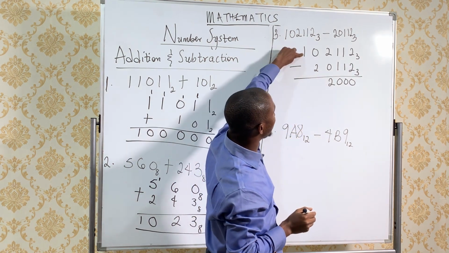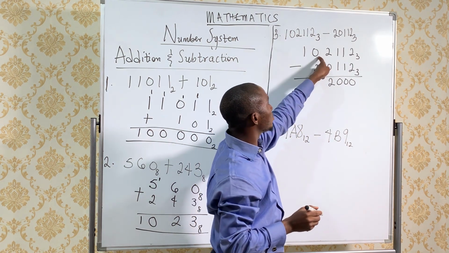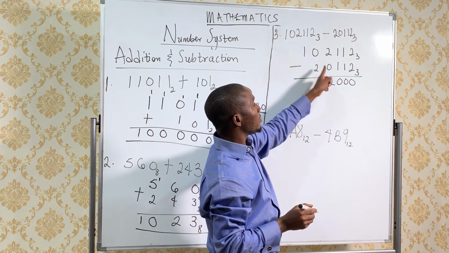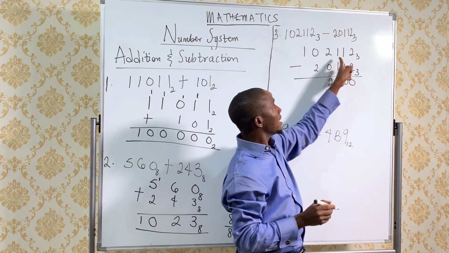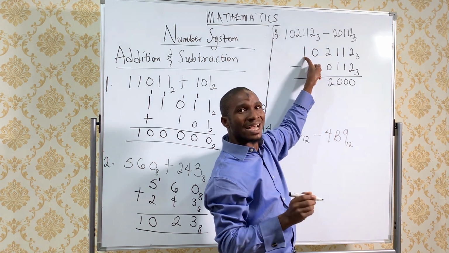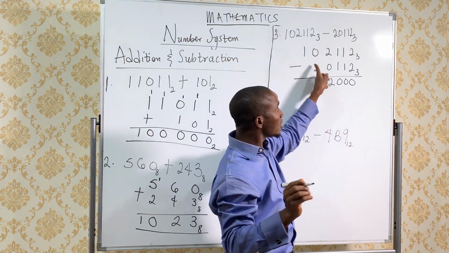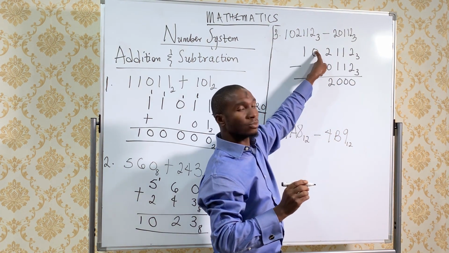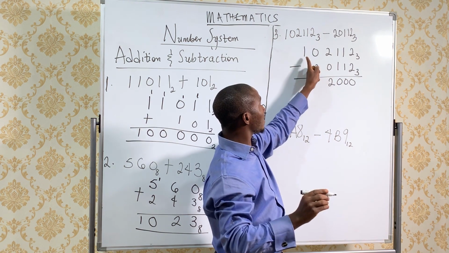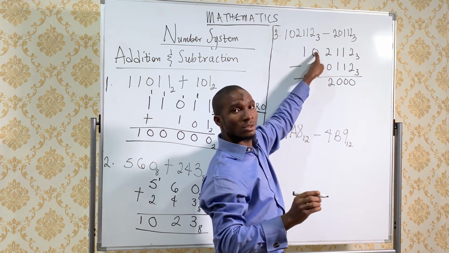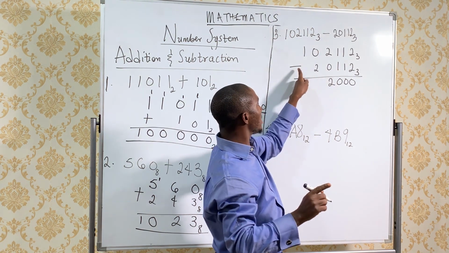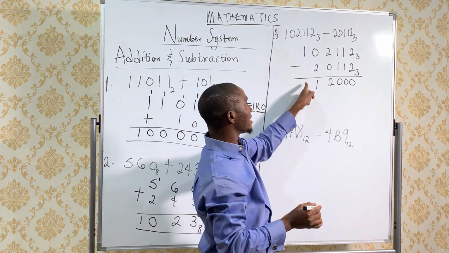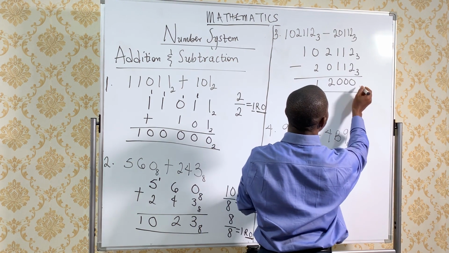So you need to borrow 1 from the next number and add it with this 0. But because you are dealing with base 3, any number you borrow from here is actually 3 you are borrowing. So you transfer 1 to this side, you add it to this 0, which is 3. It means 3 plus 0 will give us 3. 3 minus 2 will give us 1. This one has been borrowed, so you have nothing left. So you have this answer in base 3.